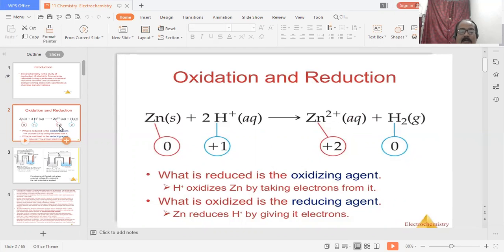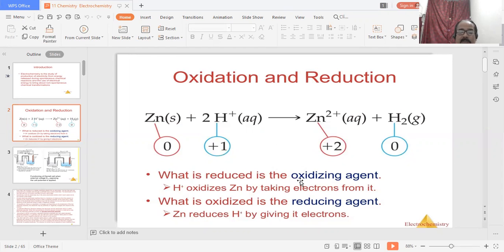So in previous classes you also read the oxidation and reduction process. In high school, oxidation means adding oxygen, removing hydrogen, and reduction means adding hydrogen and removing oxygen. So here the equation: zinc in solid form and hydrogen ions in aqueous form. After that reaction it's zinc in ion form and hydrogen gas. So here the zinc is 0 and hydrogen is plus 1, and here zinc ions are plus 2 and hydrogen molecules are 0.